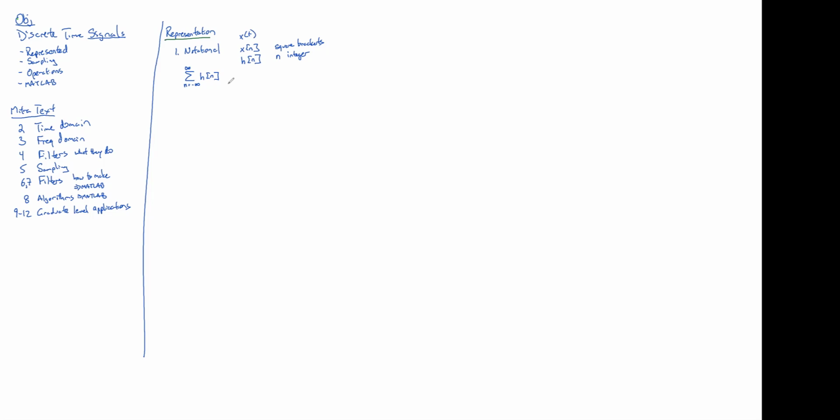Same thing. And just as in continuous time, if the integral of h of t over all time was less than infinity, that meant it was a stable system. It wouldn't blow up. If this sum is less than infinity, it's also a stable system. So you can see how integrals just get replaced by summations. In some ways, this way, DSP is actually easier than continuous time.